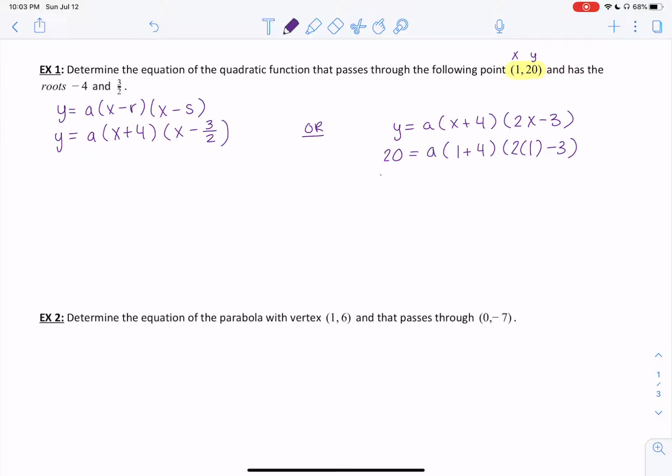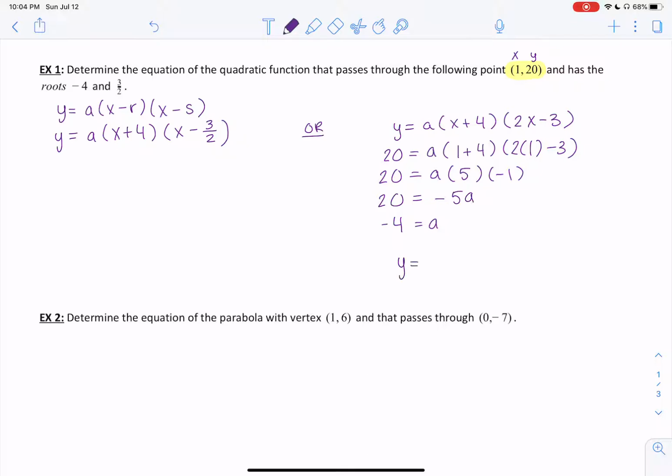Now let's simplify the brackets. And for the second one, we have 2 times 1 is 2, minus 3 is negative 1, like this. That will give us 20 equals negative 5a. And to get a all by itself, we'll divide by negative 5 on both sides, and we'll get that negative 4 equals a.